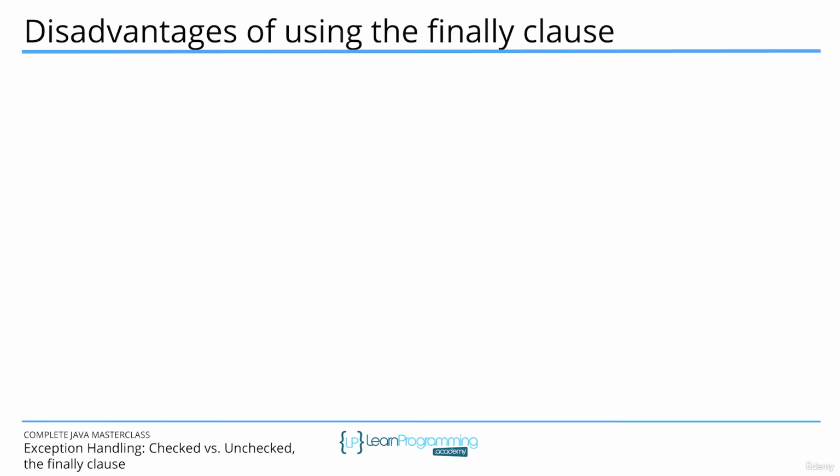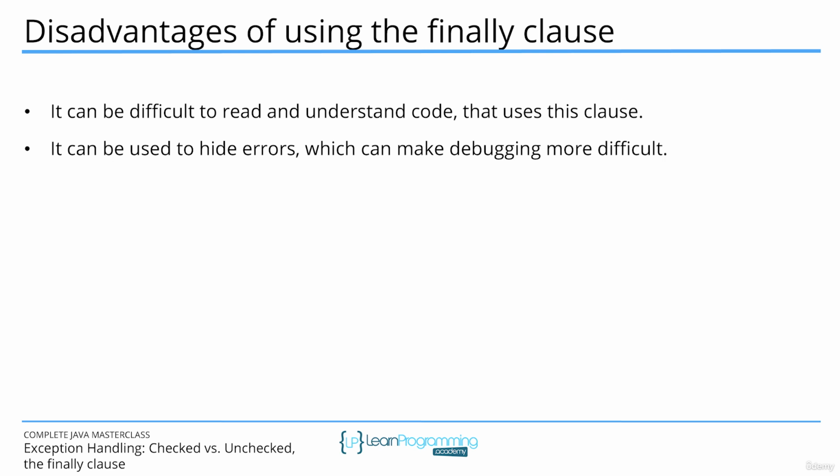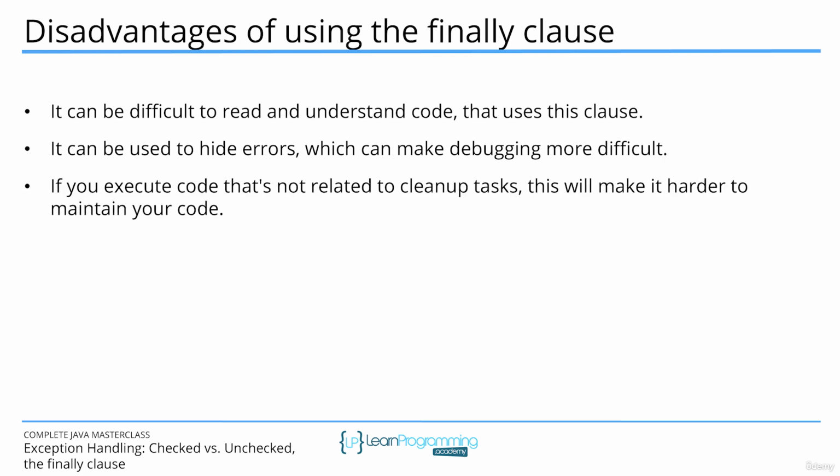The finally clause has some disadvantages. It can be difficult to read and understand code that uses this clause. It can be used to hide errors, which can make debugging more difficult. If you execute code that's not related to cleanup tasks, this will make it harder to maintain your code.